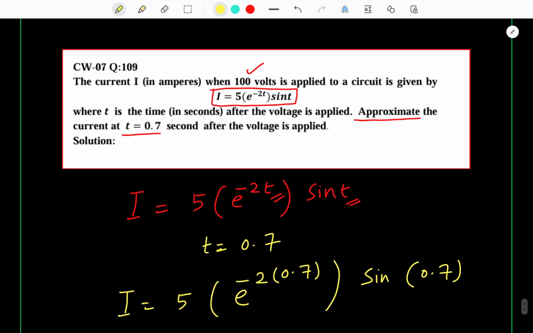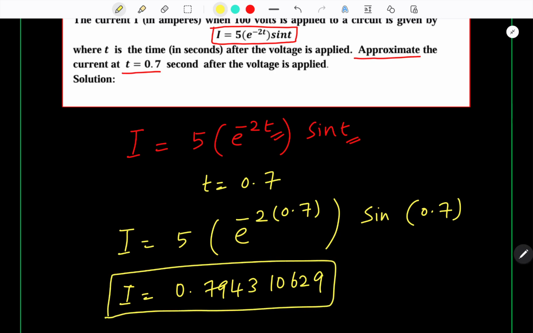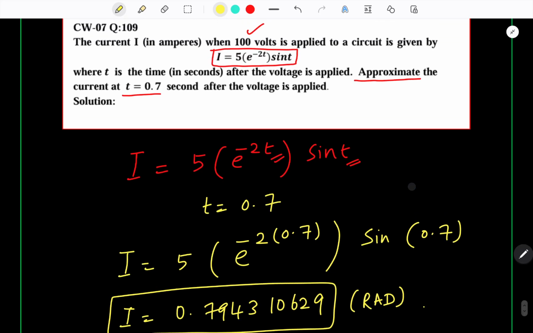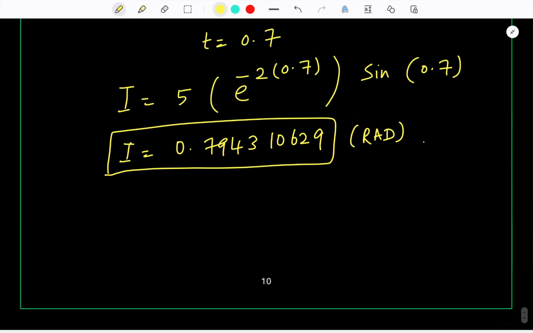0.79. Let me do it again. So in radian mode it is 0.794310629. You should calculate in radian mode. Voltage we normally calculate in radian mode, and the current equation is also like that. So radian mode gives 0.794310629. I think that's all the questions.